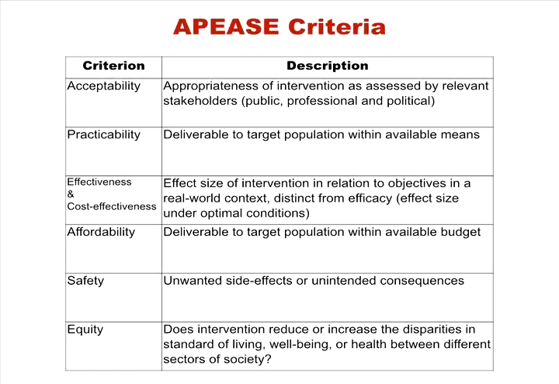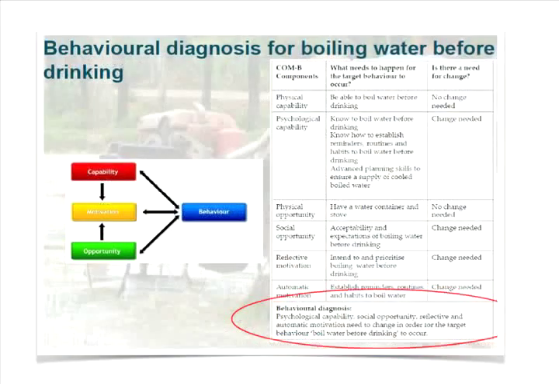All right, so I'm going to give a few examples. This is a behavior that we want to try to improve, which is getting people to boil water that they collect from unknown sources where it's not clean before they drink it. In this particular analysis, what was the target behavior that needed to happen? What needs to happen for the target behavior to be able to occur? People have to be able to boil water before drinking it, so they have to have a fire and a pot and some fuel to be able to do that. And the assessment of this group was that no change was needed in order to make this happen.